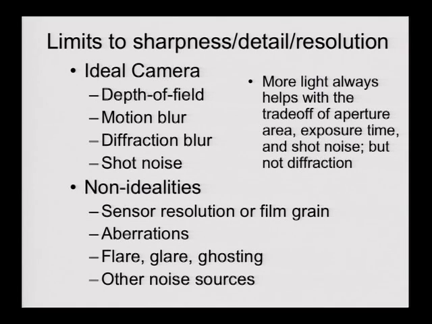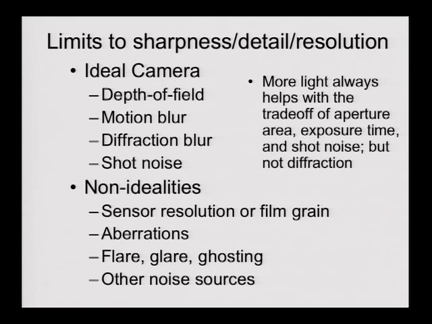Now, these cameras also have non-ideal properties. The note in the upper right basically says that more light always helps. So if you can take a given camera and increase the amount of light on your subject by bringing in extra lights or cranking up the intensity of the sun or not working on a cloudy day or putting a reflector in the scene or something like that, it always helps. So it helps with this trade-off that you have in the ideal camera space.